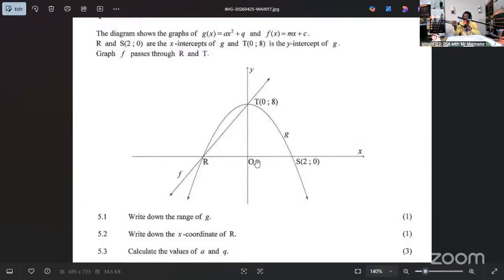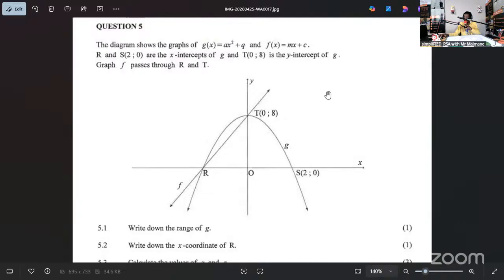So let's go to the heart of the question then. The diagram below shows g of x is equal to ax squared plus q, and then we have f of x that is equal to mx plus c. We have r and s. What can we say about r and s before we even go to the questions?